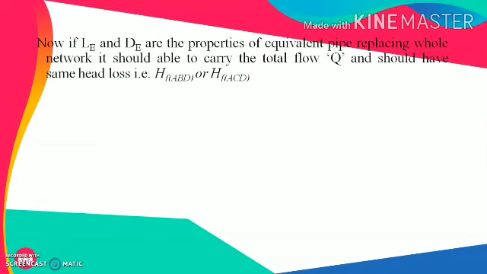Now if LE and DE are the properties of the equivalent pipe replacing the whole network, which should be able to carry the total flow of Q and should have the same head loss. Now here the head loss will be the head loss from A to D, either via B or via C. So any one of the equations to calculate the head loss can be considered. Please remember that HF from A to D via B, or HF ABD, is equal to HF ACD.